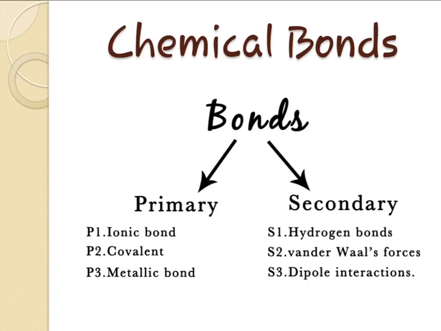Chemical bonds are of two types. One is the primary chemical bonds and the second is the secondary chemical bonds. The primary chemical bonds are very strong bonds, for example, ionic bond, covalent bond and metallic bond. Secondary bonds are also known as very weak bonds, for example, hydrogen bond, van der Waals forces and dipole interactions.